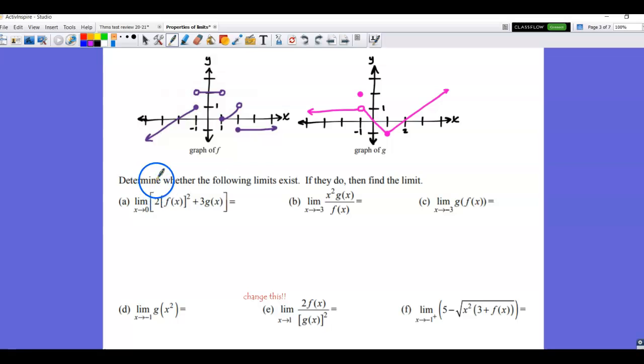So letter A, determine whether the following limits exist. If they do, then find the limit. So here's our created function that's comprised of some operations on f and g. So I'm going to break this apart and make this the limit as x approaches 0, oops, there's my constant rule, 2 in front of f of x, and then we will do the squaring, plus 3 times the limit as x approaches 0 of g of x.